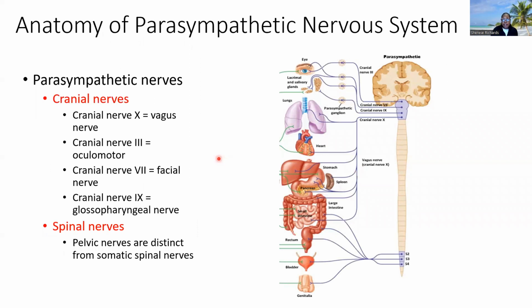So let's look at the different options here for the parasympathetic nervous system. So the cranial nerves are the first options, right? So there's cranial nerve 3, which is our oculomotor nerve going to the glands of the eyes. All right. Cranial nerve 7, which is going to our salivary glands, the facial nerve. Cranial nerve 9 being our glossopharyngeal nerve, also going to some of our salivary glands as well.